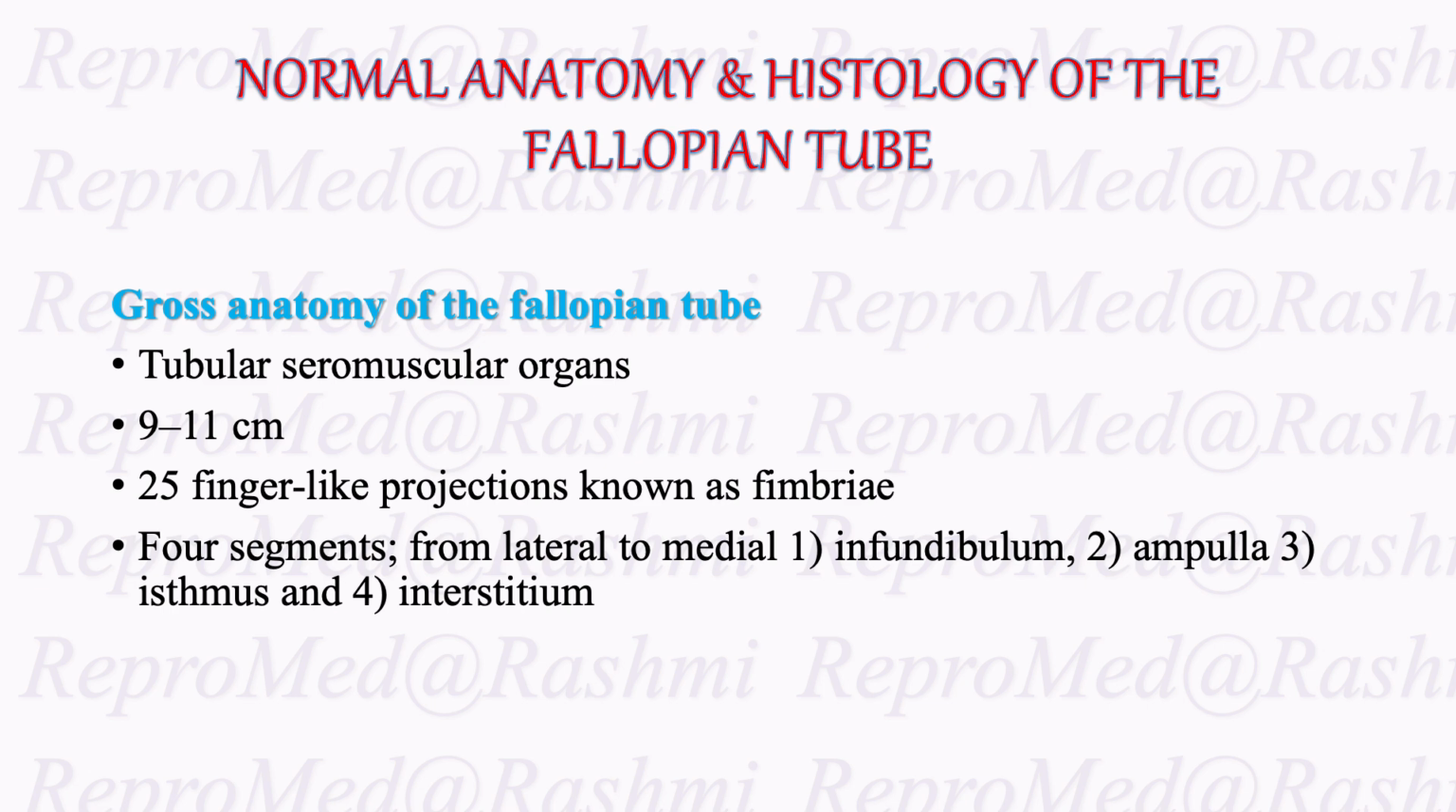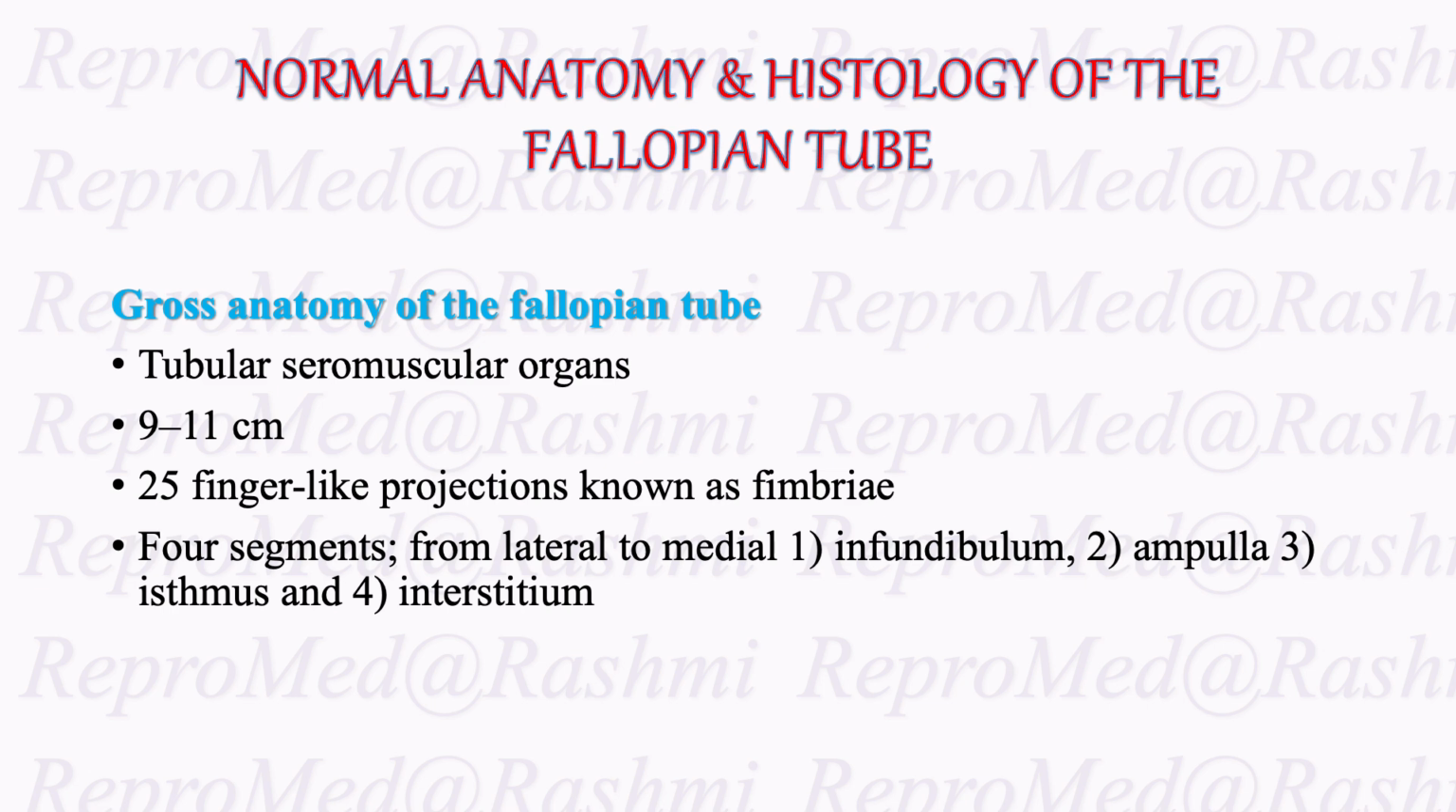Let's discuss the normal anatomy and histology of the fallopian tube. It is important because for transport of the egg, it is the fallopian tube which plays the major part. It is not the egg, it is the fallopian tube. Active involvement of the fallopian tube is important for the active transport of the oocyte.